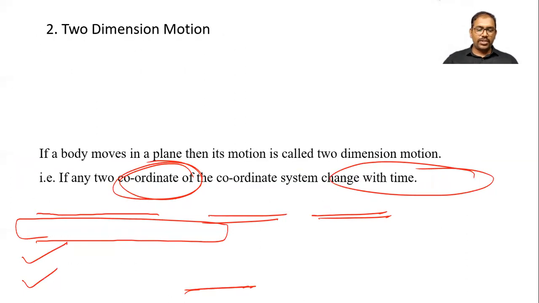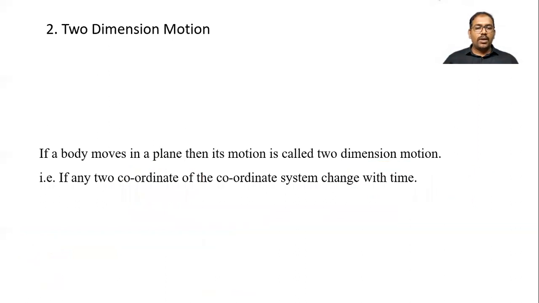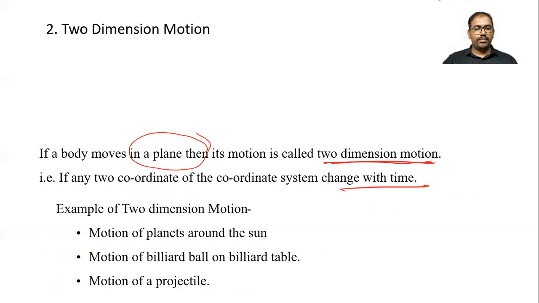Now two-dimensional motion. A body moves in a plane, then the motion is called as two-dimensional motion because two coordinates are required here. Two coordinates are changing with time. Example, motion of planet around sun is a two-dimensional motion. Motion of billiard ball on billiard table is two-dimensional motion. Motion of projectile. When we throw anything in air, the motion is two-dimensional motion.